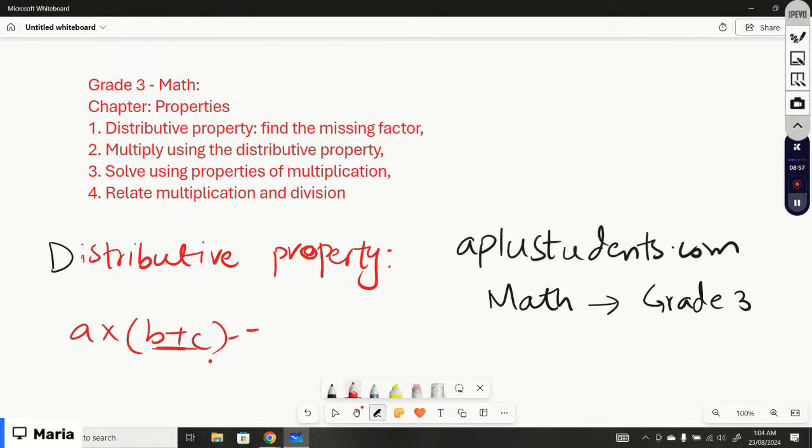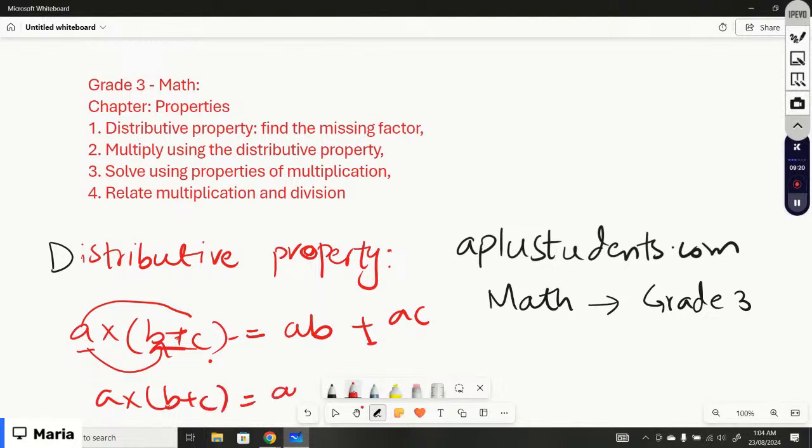What you have to do, you have to multiply this A with B first. You have to do AB, then plus, this is the addition sign over here. Then you have to do A times C. So that means the number A that is outside the bracket needs to be multiplied with everything that is inside the bracket. So basically that is the distributive property. It is like A times (B plus C). How do we solve? That is equal to AB plus AC, right? That is the distributive property.